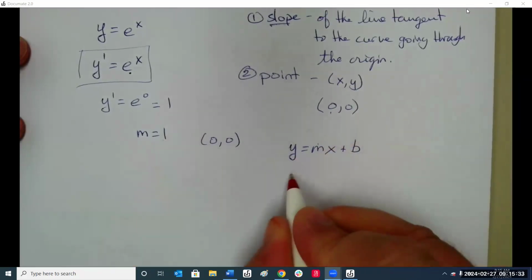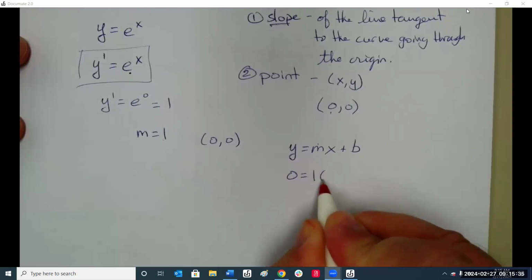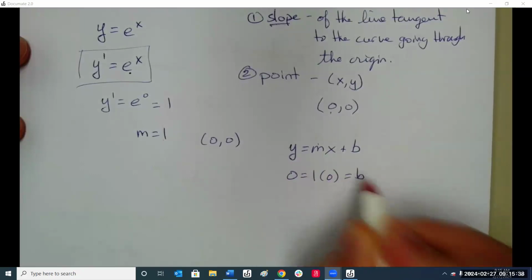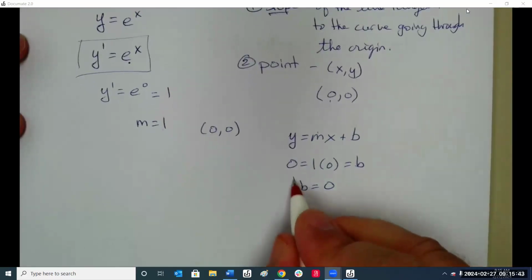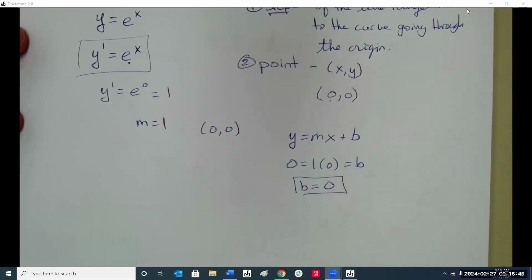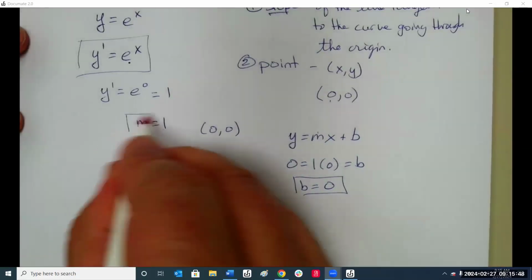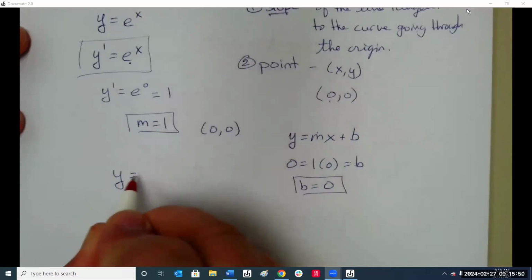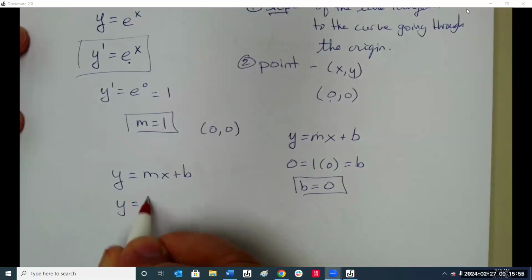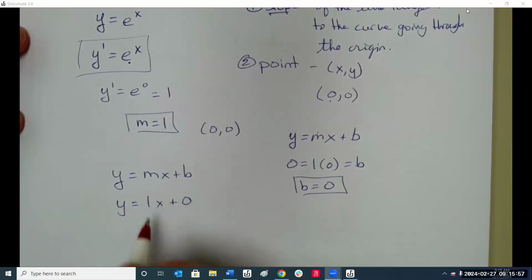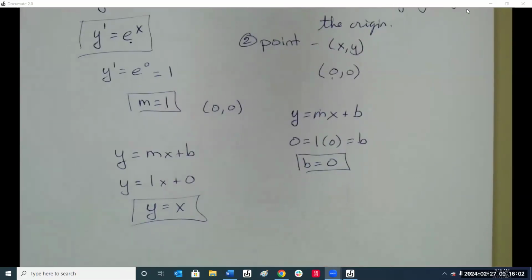We have the slope. So the y-intercept is 0. And we have the slope. So the equation is y equals 1 times x plus 0, which is that. That's the equation of the line tangent to the curve going through the point (0, 0).